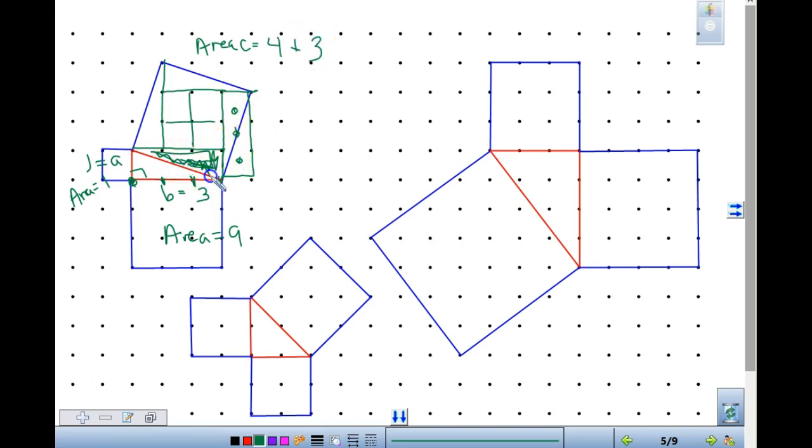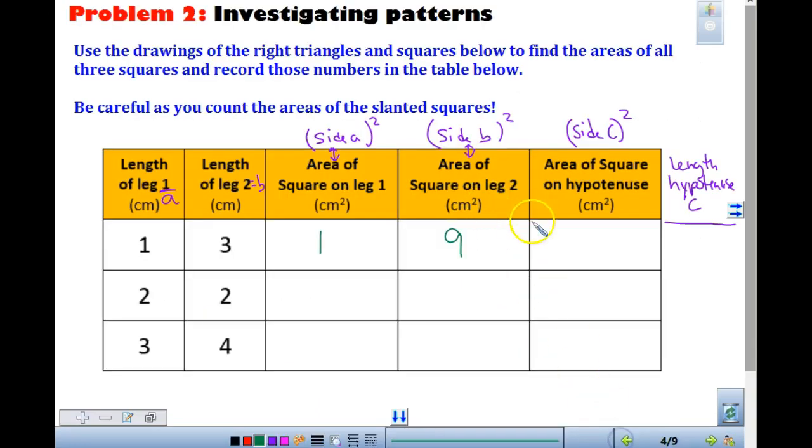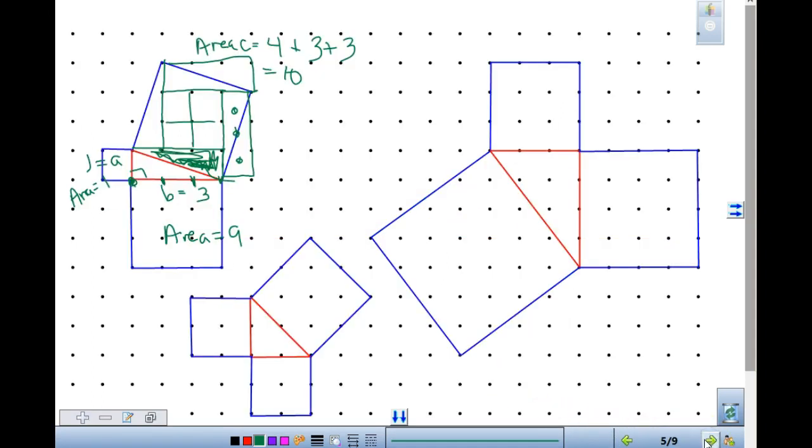So that's this side flipped over. Sometimes people like to go, oh, Mrs. Thompson, I like it better if I think of sliding it up here. Does it matter? No. This would be another 3. And then these two together make another 3. So what is my area? 10. 4 plus 3 plus 3, so the area of C is going to equal 10. On our table, we want to fill that in. Questions? Okay. Let's go down to the next one.